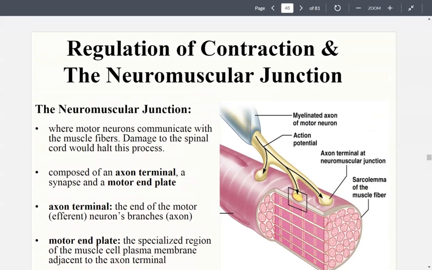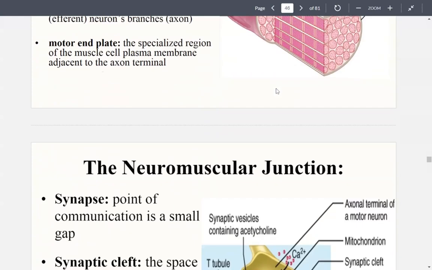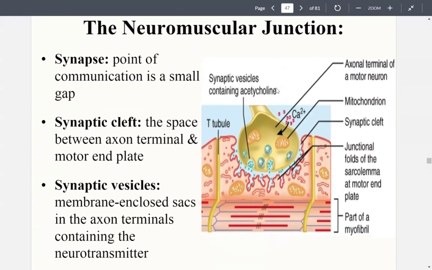This contact is between the axon terminal and the motor end plate on the muscle fiber. And this is where we have that exchange of the action potential. This junction is also referred to generically as a synapse. The synapse is going to be composed of a singular point between any two cells, but most specifically a nerve cell and another cell, where there is communication across a small gap. That gap itself is going to be referred to as the synaptic cleft. And the thing that is going to do the communication is neurotransmitters.